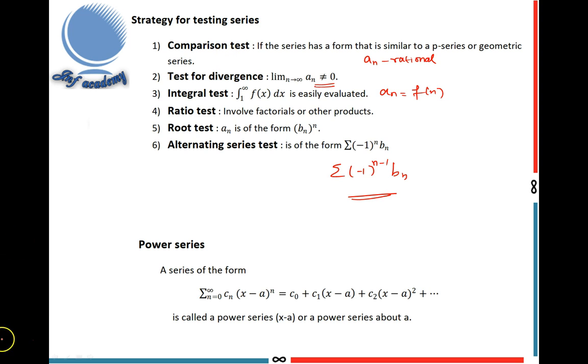Next is power series. A series of the form sigma n equal to 0 to infinity Cn times x minus a whole power n, equal to C0 plus C1 into x minus a plus C2 into x minus a whole square plus C3 into x minus a whole cube, is called a power series in x minus a, or a power series about a. It is called a power series.